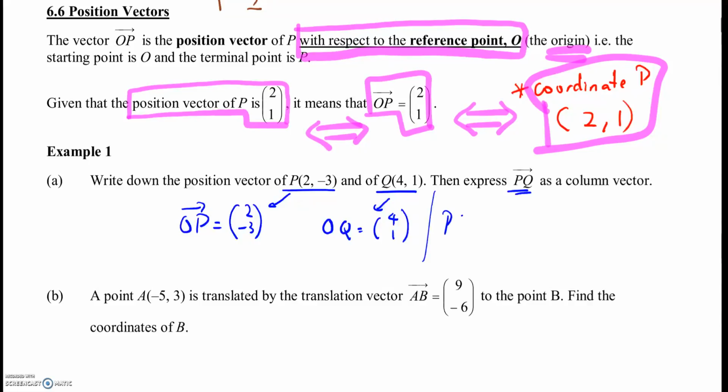Now, I want PQ as a column vector. So I write PQ, now you help me, equals to something plus something. What plus what? Is it OP plus OQ? Can I write OP plus OQ? The O and O must be together, right? So this is wrong. So Darren, how should I write? Change the sign, but I only want to deal with plus. So let's try. It must start with P, right?